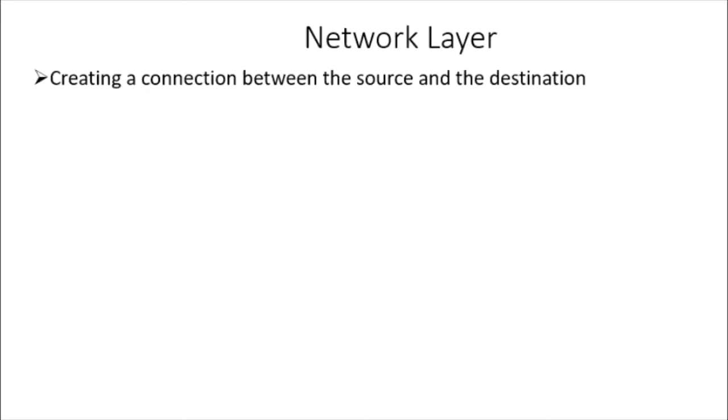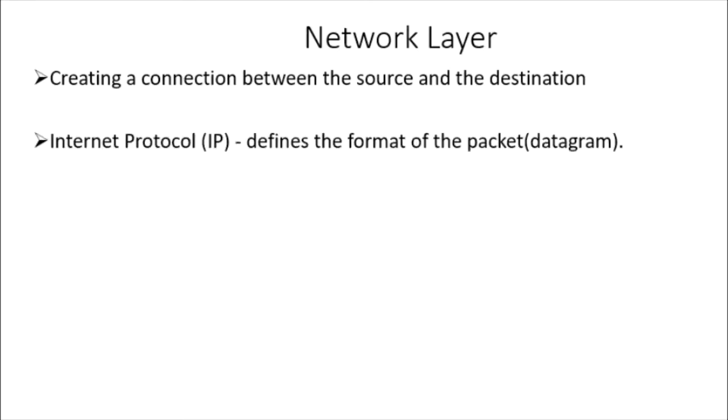Next layer is the network layer. Network layer is responsible for creating a connection between the source computer and the destination computer. The network layer in the internet includes the main protocol, which is the Internet Protocol. It defines the format of the packet called a datagram at the network layer. Internet Protocol defines the format and the structure of the address used in this layer.